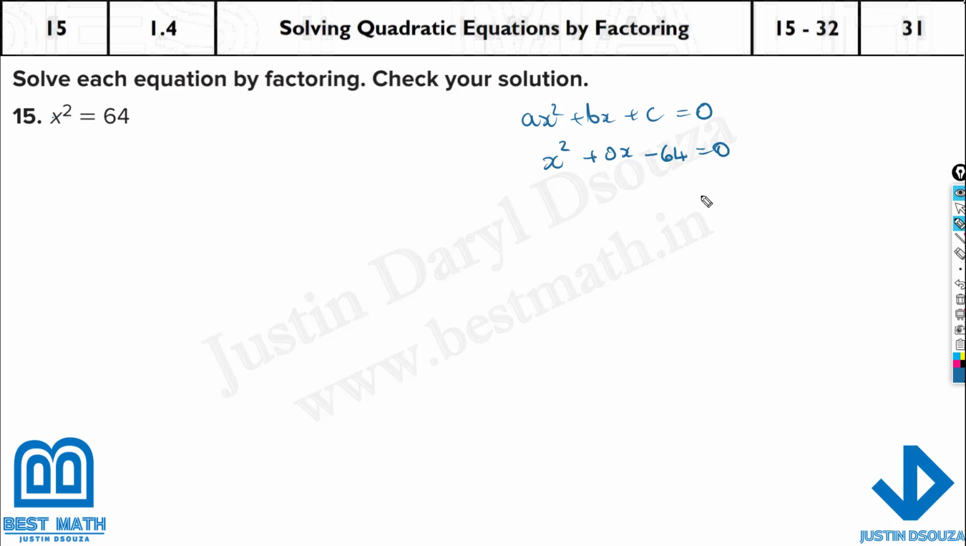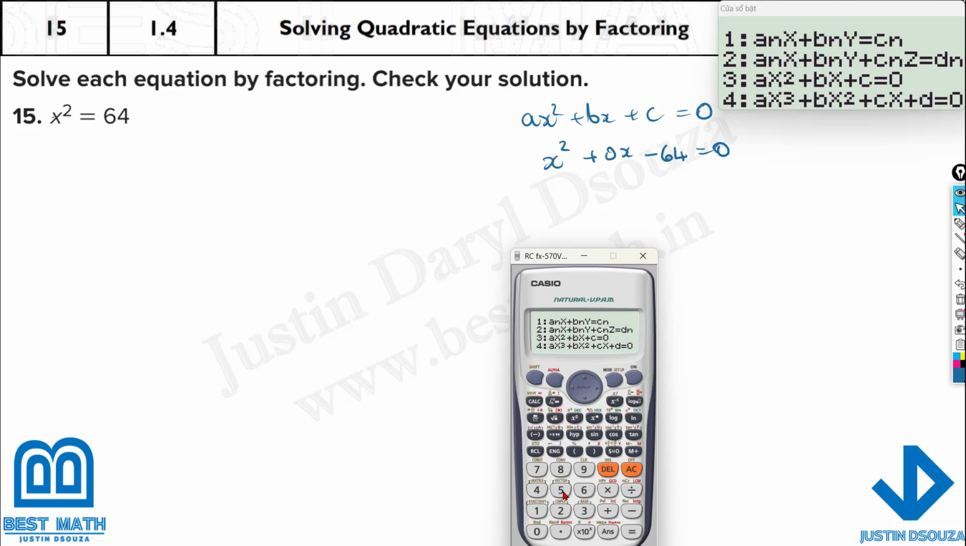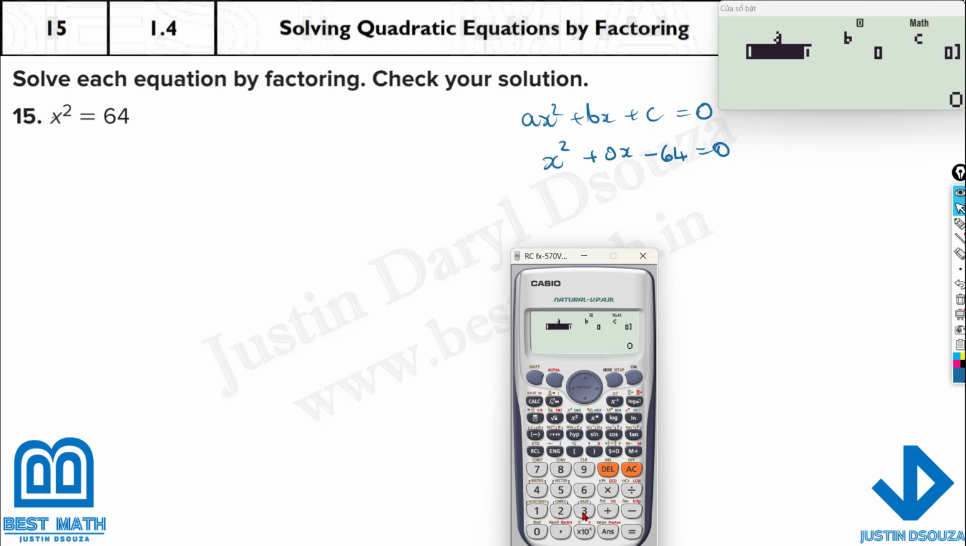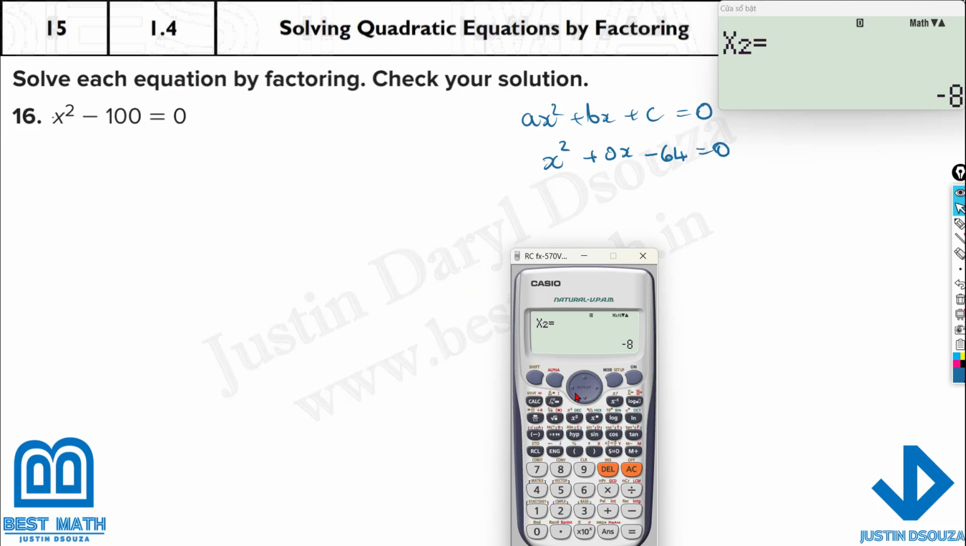You just use your calculator now to solve this up. In your calculator, click on mode, 5 for equations and 3 for quadratic equation. Now type in the coefficients. What is the coefficient of x squared? It's 1, 0, there's nothing for x, and minus 64. Here we go. The answer is 8 and minus 8. That's plus or minus 8. There are two solutions.